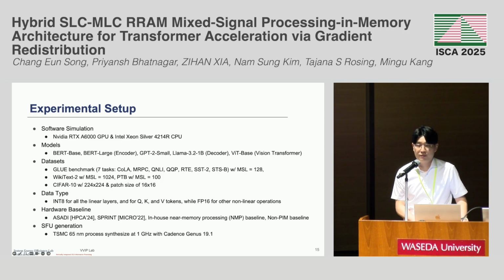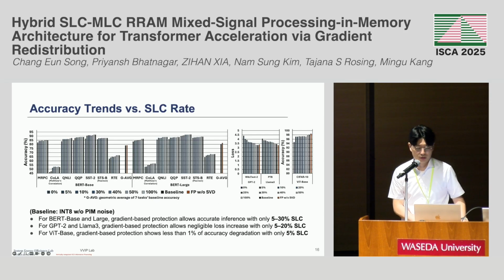So we explored 5 different models, including the encoder, decoder, and the vision transformer. And also for the data type, we implemented integer 8 for all the linear layers, and Q, K, and V tokens, while FP16 for other nonlinear operations. And for the hardware baseline, we compare with 2 state-of-the-art works, and also our in-house near memory processor, and then the non-PIM baseline. And for the special function unit, we synthesized using the TSMC 65 nanometer CMOS technology at 1 gigahertz. So this is the result of the accuracy.